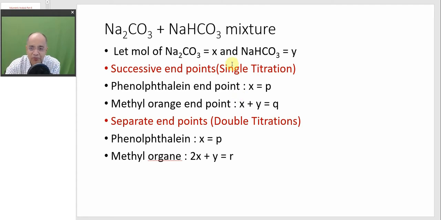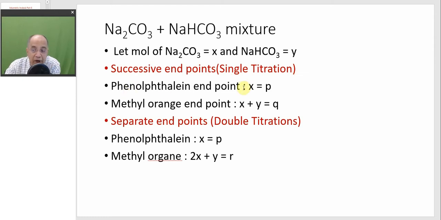Right? Now, if you go for a mixture of sodium carbonate and sodium bicarbonate, no sodium hydroxide. There is no strong base. Both are weak bases. Supposing the quantity of sodium carbonate is X moles or millimoles, and the number of moles or millimoles of sodium bicarbonate present in the original mixture is Y. Now let's go for a single titration experiment. That means the same analyte will be used, right?